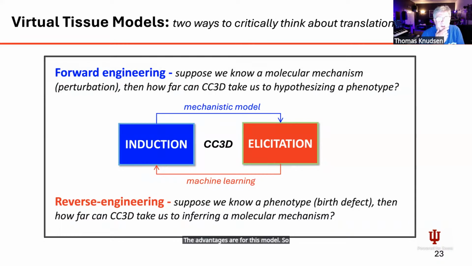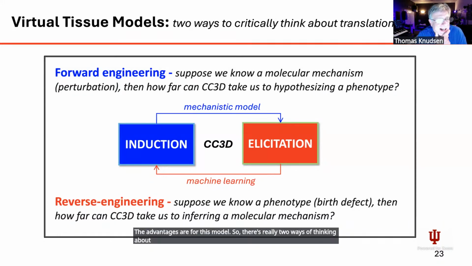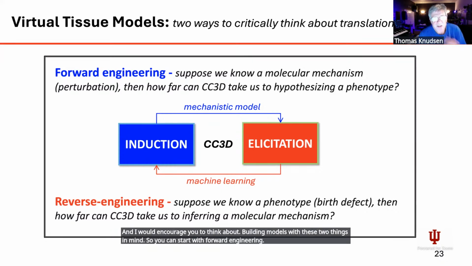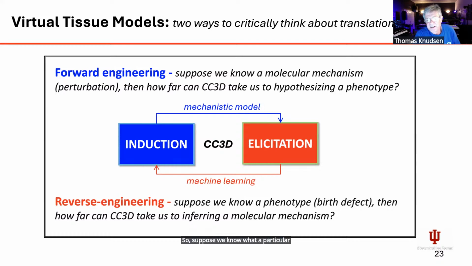So there's really two ways of thinking about criticality in a translational way, and I would encourage you to think about building models with these two things in mind. So you can start with forward engineering. Suppose we know what a particular molecular mechanism or perturbation might be. You can ask the question, how far can CC3D take us to hypothesizing a particular phenotype? So, mechanistic models from induction to elicitation.